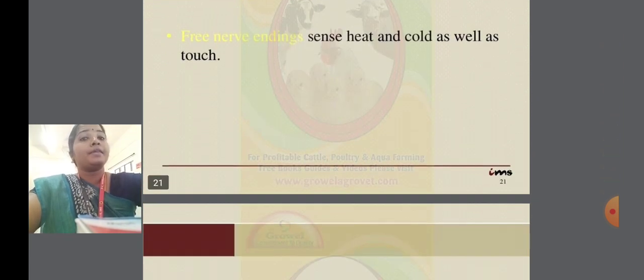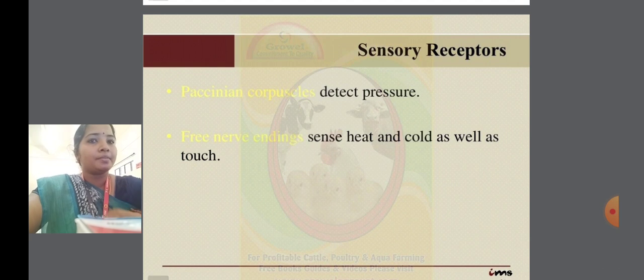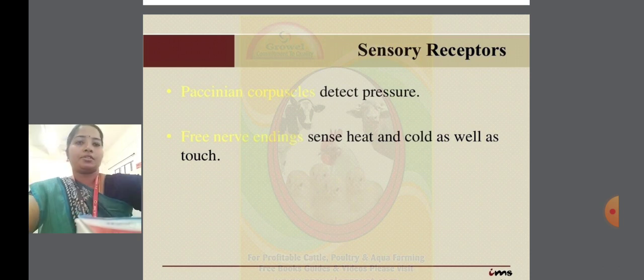Those are very delicate areas. And the Pacinian corpuscles detect more pressure. Free nerve endings sense heat and cold as well as touch.